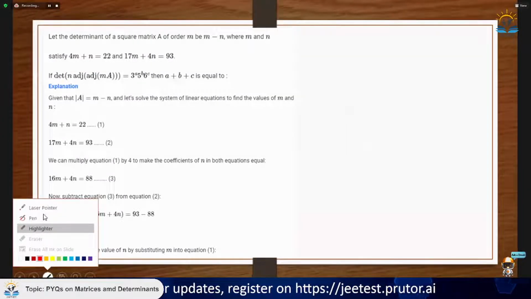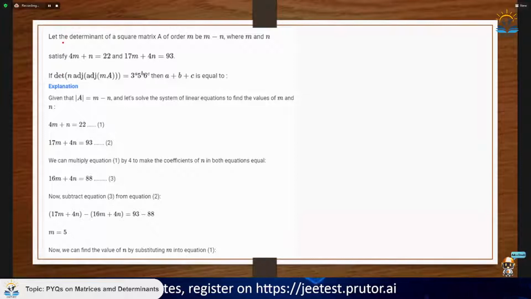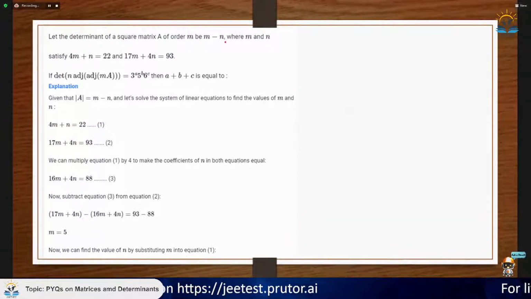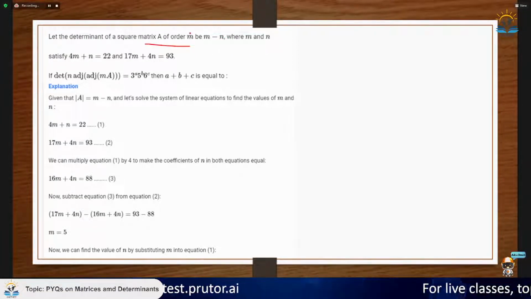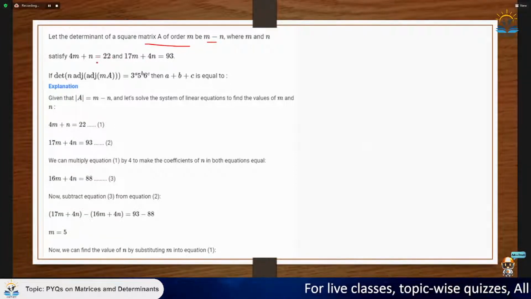Okay, let's start with the very first question. Let the determinant of a square matrix A of order m be m minus n. मेरे को एक स्क्वायर मैट्रिक्स दी हुई है A और उसका ऑर्डर m है, तो डिटरमिनेंट दिया हुआ है m minus n, where m and n satisfy these two equations.